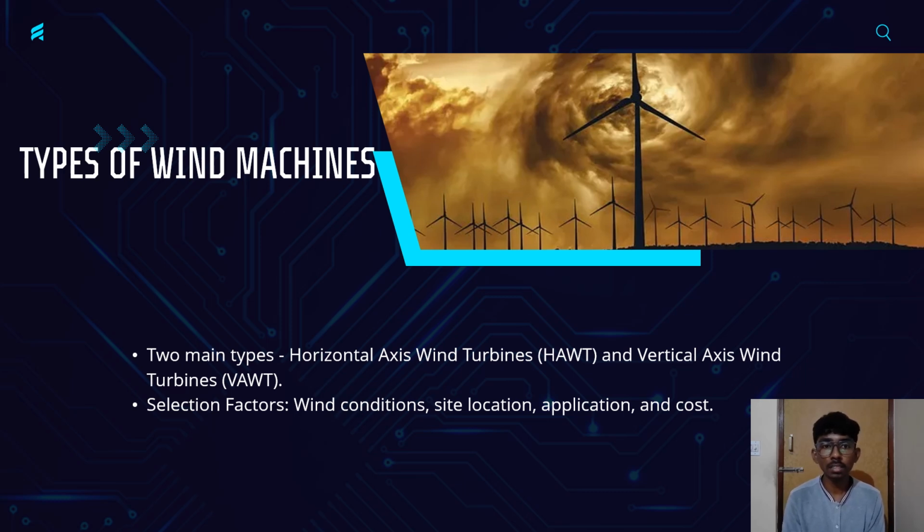The selection factors depend on wind conditions, site location, application, and cost. If we want a cost-efficient method to produce electricity, we can go with vertical axis wind turbines, as they are cheaper than horizontal axis wind turbines. As for wind conditions, if it is too windy or the wind comes from every direction, vertical axis wind turbines are preferred. If we have a constant wind flow in a particular direction, horizontal axis wind turbines are preferred.